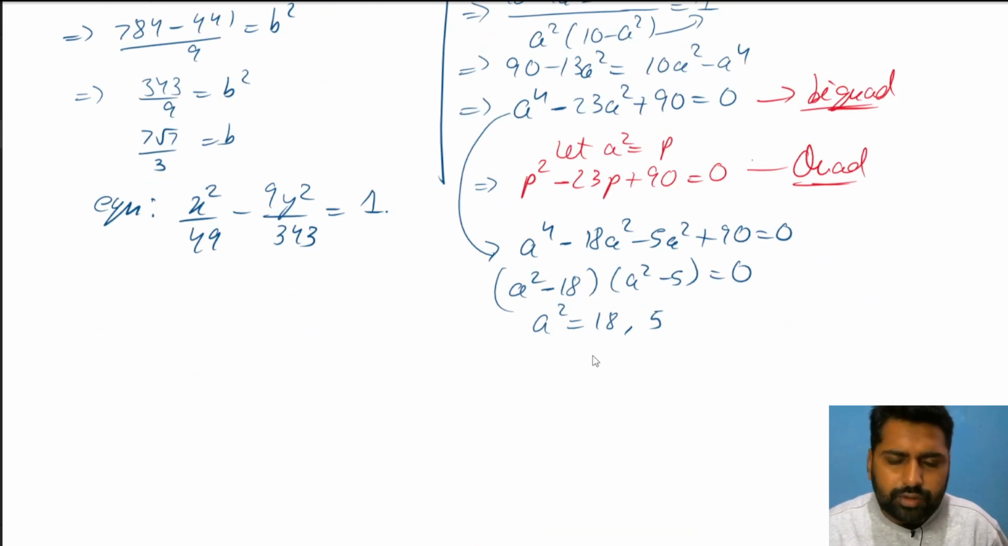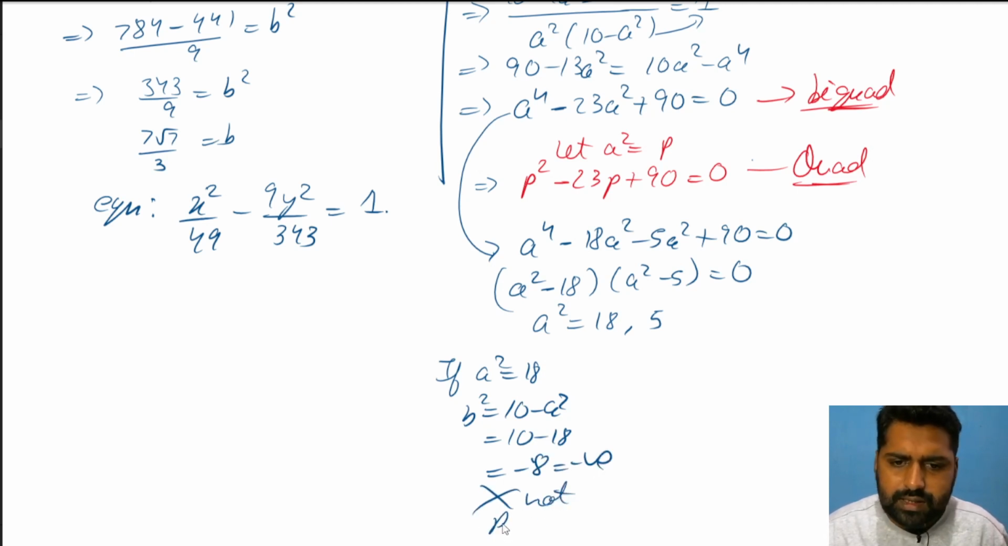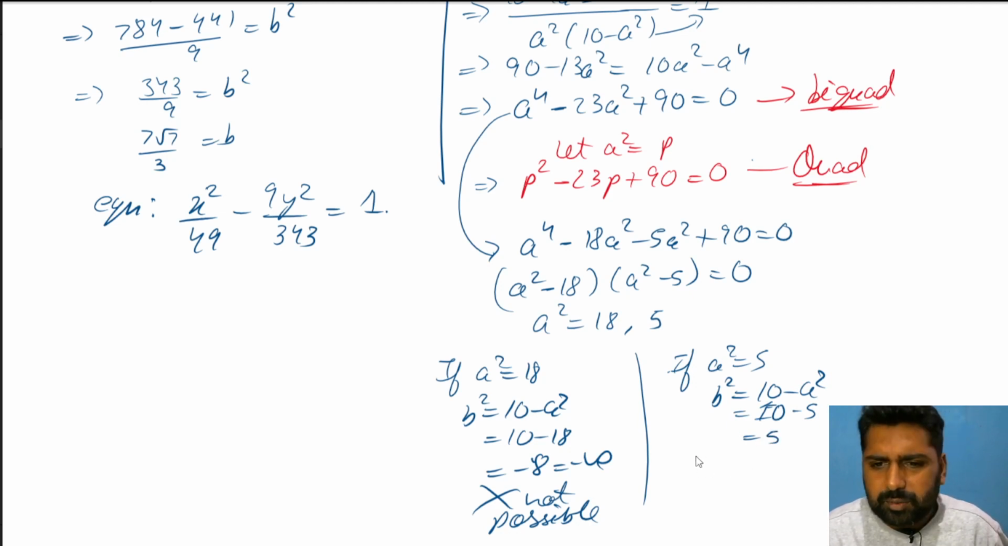Now again you have two values, you are not sure which one to take. Let's calculate b accordingly. So if a square is 18, then b square is 10 minus a square. So again 10 minus 18, b square is coming minus 8, which is negative. Again, not possible. Square of any number cannot be negative, so let's reject it. But if a square is 5, then b square is 10 minus a square, so that's again 10 minus 5, so 5. That's acceptable.